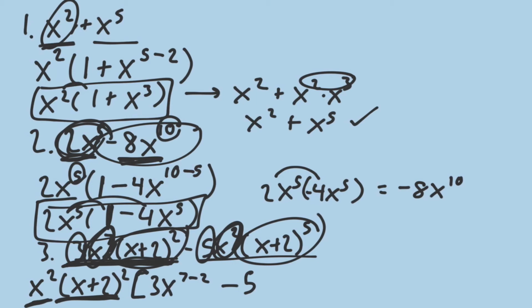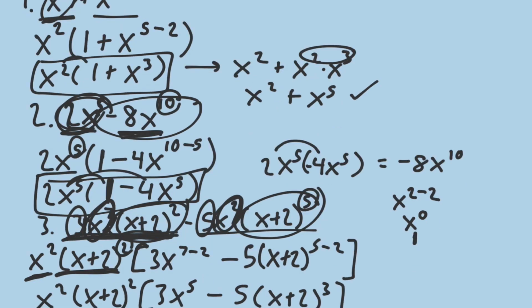And if it helps you, you could write x to the 2 is what we had originally, minus 2 is what we took out. So that's x to the 0, but anything to the 0 is 1. So we're just multiplying the 5 by 1. We had x plus 2 to the 5th, but we took out 2, minus 2. So then this is our final answer.